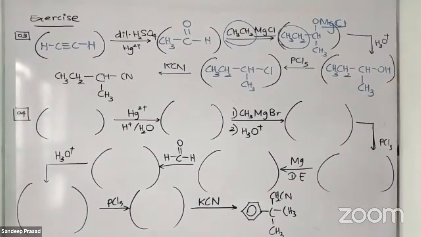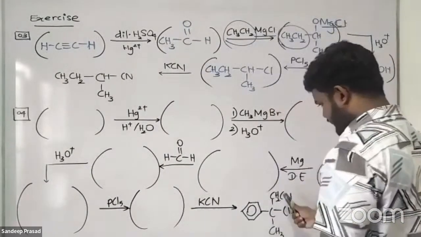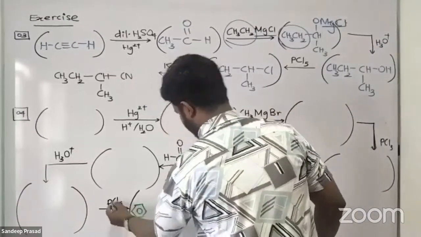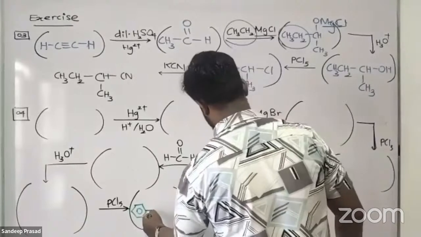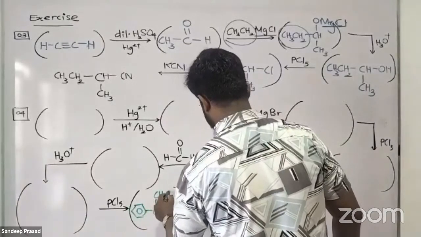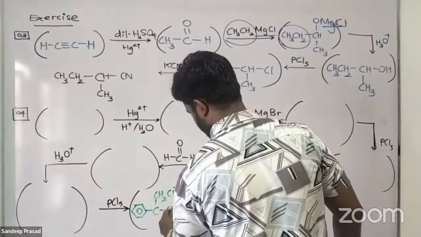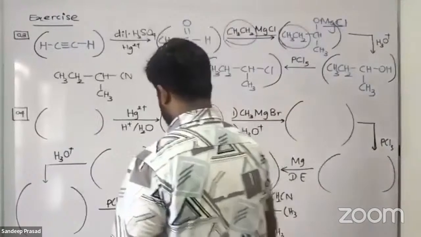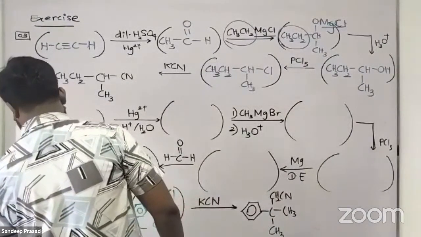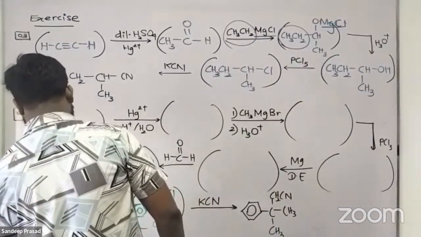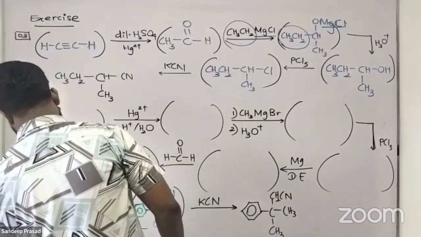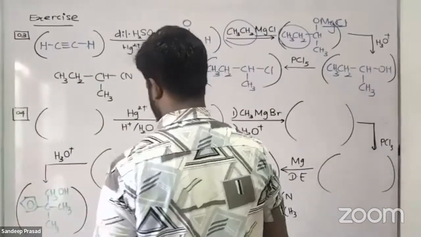Fourth one. That is also reverse. KCN is added. Definitely the previous one should be alkyl halide. It can be confirmed because the previous reagent is PCl5. CH3CH2Cl, and two methyl groups are here. And this is formed by CH2OH. These two are CH3 groups. Okay.